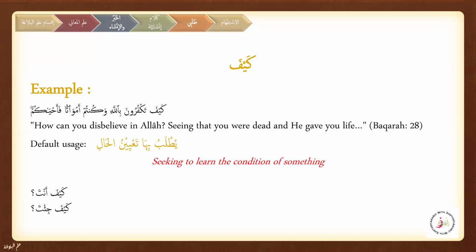Then the next one is kaifa. The default use we can see in this ayah: kaifa takfuruna billahi wa kuntum amwatan fa ahyakum. How can you disbelieve in Allah subhanahu wa ta'ala, seeing that you were dead and He gave you life? Surah Baqarah ayah 28. The default usage can be yutlabu biha ta'yinu al-hal, seeking to learn the condition of something. So kaifa anta, kaifa ji'ta, this is how we can use it. We learn the specification of the hal, or the condition of something or someone, in the Quran and in the examples.